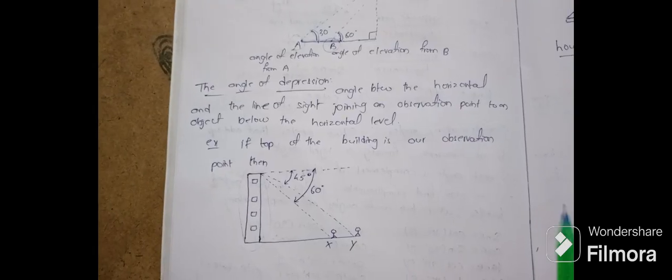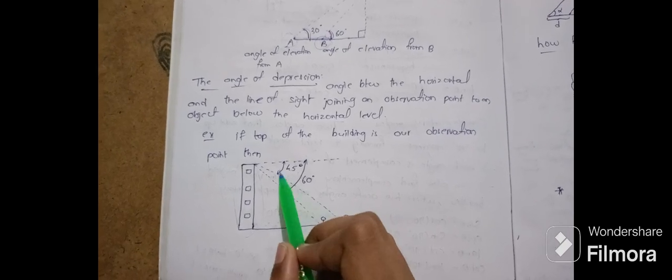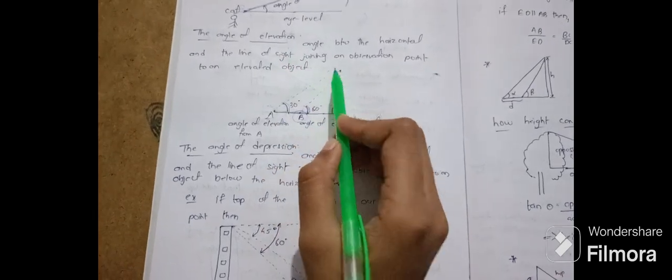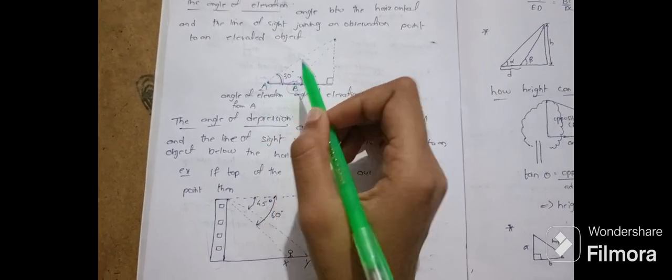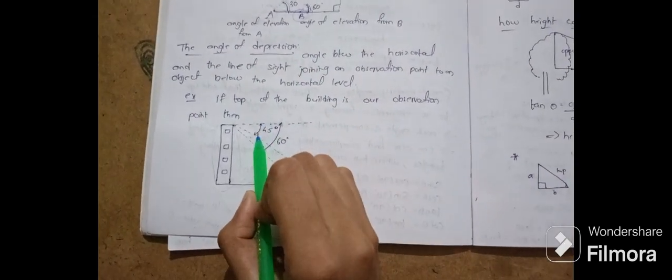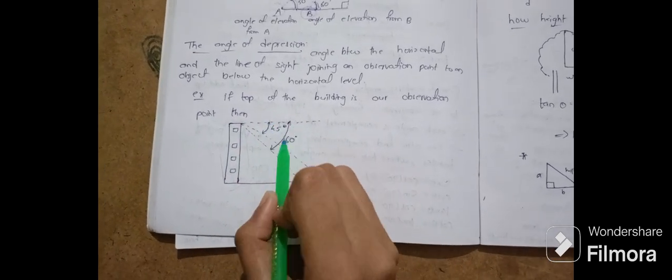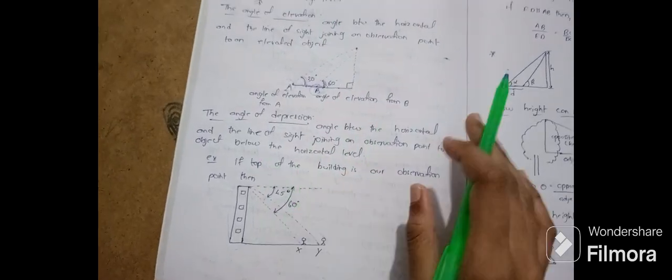Next, coming to angle of depression. Here it is the angle between the horizontal line, that is this, and the line of sight joining an observation point. See this one. So in angle of elevation, the angle is based on the observer's point of view. Whereas in angle of depression, the angle is based on the object's point of view. Here the object is a building now. From here the angle is made. Okay, that is the difference between angle of elevation and angle of depression.